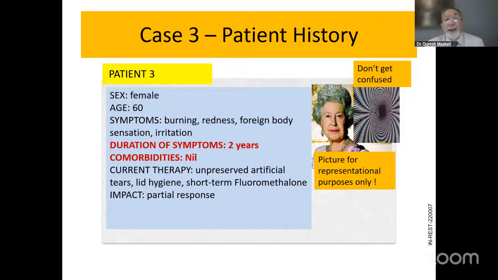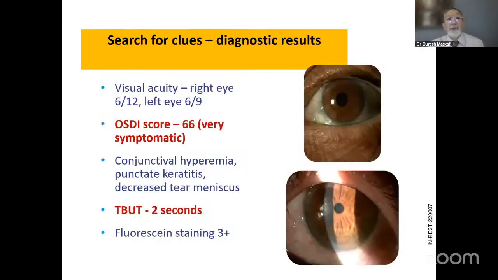Again, a female. This picture is only for representation. The Queen of England was not my patient. So a 60-year-old female with burning, redness, foreign body irritation, typical symptoms of dry eye, for 2 years. This patient had no comorbidity. Again, she was on unpreserved artificial tears. There was lid hygiene, so the doctor was looking after the lids. Short-term fluorometholone, so steroids were also given short-term, but still the patient had only partial response.